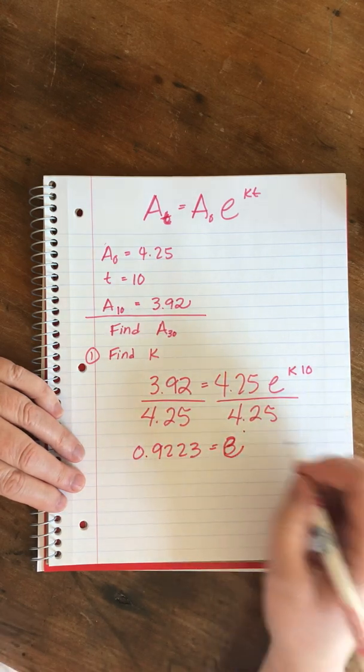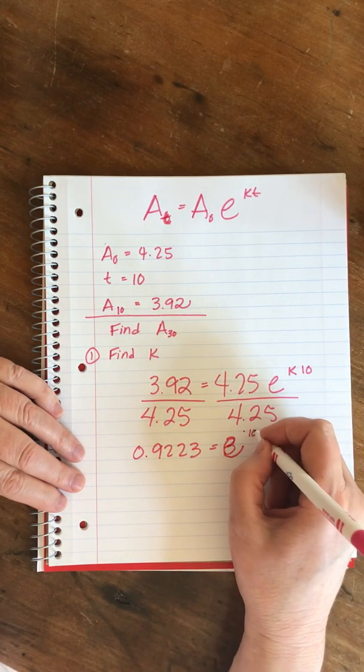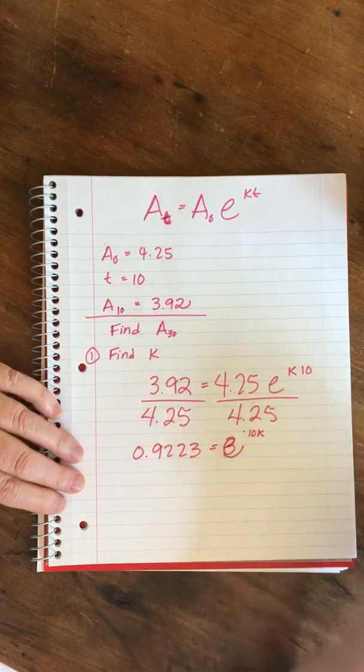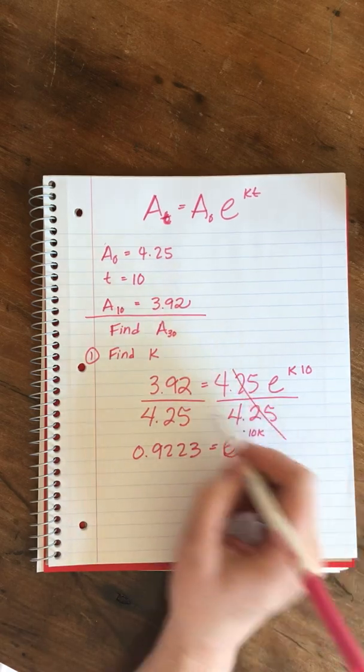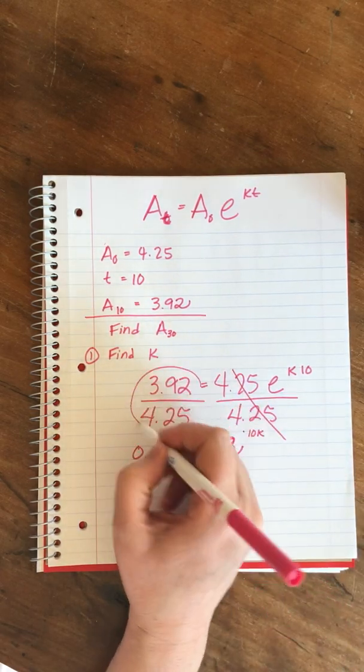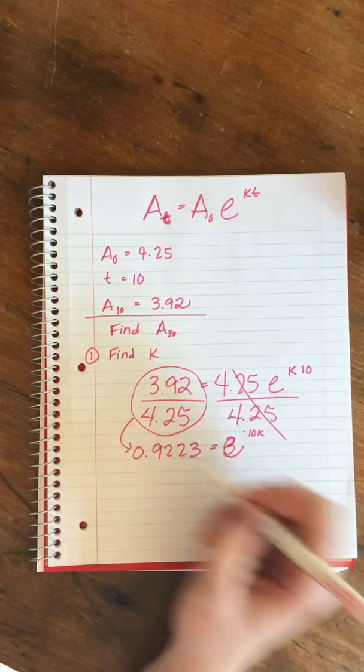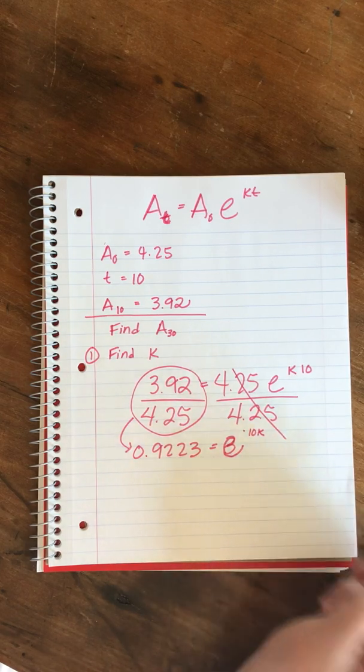and why am I doing that? e to the, I'm flipping it, 10k. I'm just flipping those around, okay? So all I've done is just divided these numbers. This one disappeared, and this reduces to 0.9223. And here I just flipped the letters.